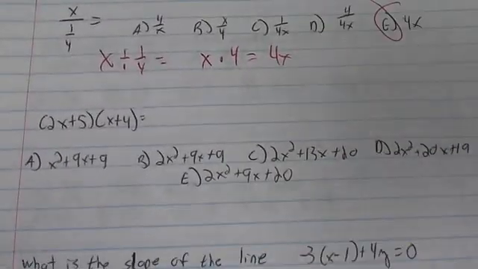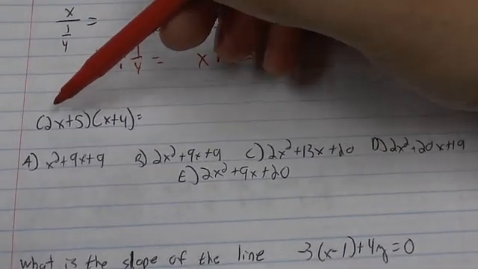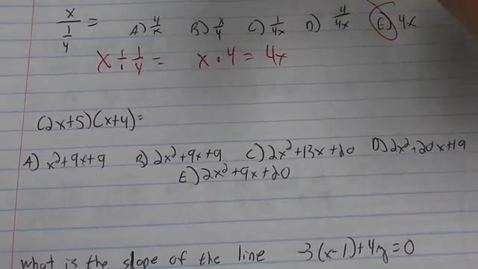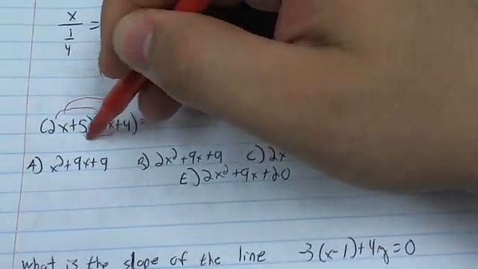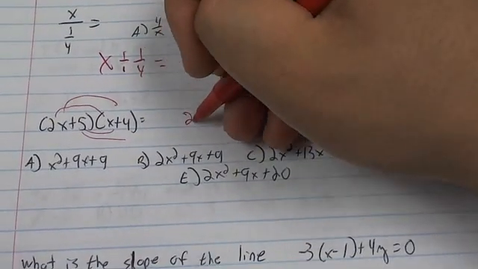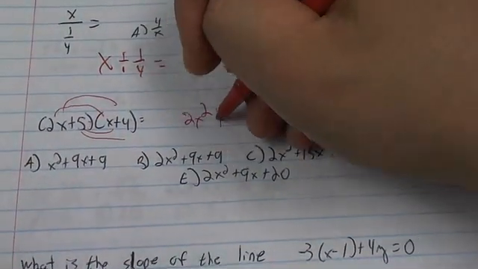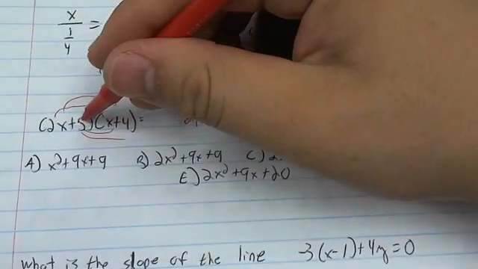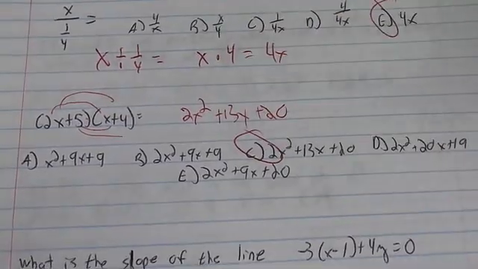Number 2. Sorry, the camera's shaky today. My stand's loose. 2x plus 5 times x plus 4, you're doing the FOIL method. So it's this and this and that and that. So 2x times x is 2x squared. 5x plus 8x is 13x. And 5 times 4 is 20. So the answer is C.